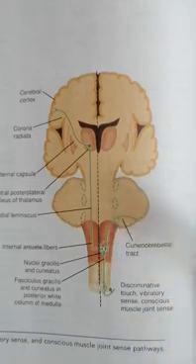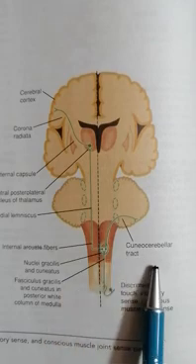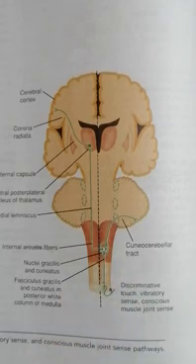We will discuss these peduncles in a separate video on the cerebellum. So here it carries the discriminative touch, vibratory sense, and conscious muscle joint sense through this cuneocerebellar pathway. There is a small ascending pathway. So this was an explanation about all the ascending tracts.